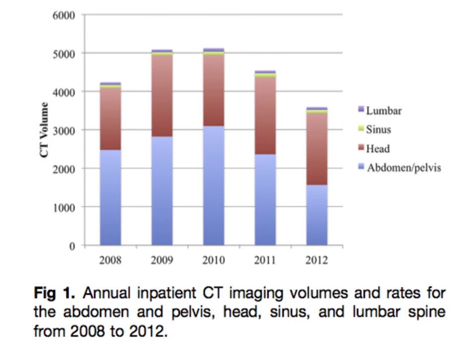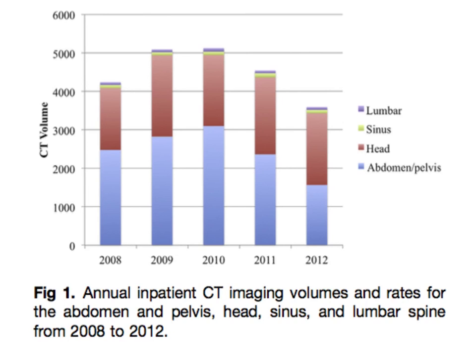I want to show you how it's necessary and how it can distort the information that's gleaned from it. This is a good example of that. What you're looking at here is one health system. There's a study done on one health system, and this was the annual inpatient CT imaging volumes and rates for the abdomen and pelvis, head, sinus, and lumbar spine from 2008 to 2012.